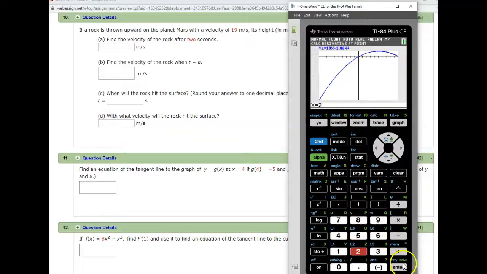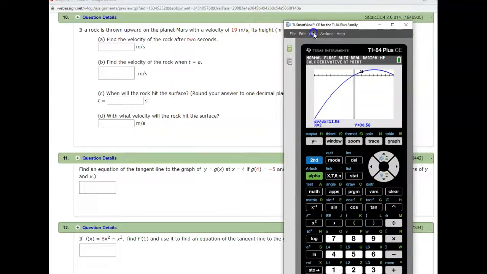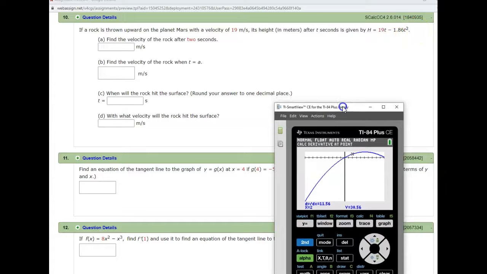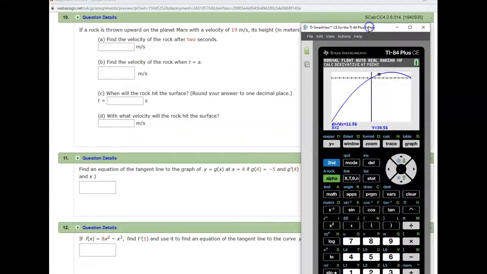So 2 is what I need to put in there. And I have 11.56. It says to find the velocity of the rock when t equals a. Now here you would have to do the derivative formula. So you'd have to put this into one of the limit definitions of the derivative and actually find that formula. When will the rock hit the surface? Round your answer to 1 decimal place.